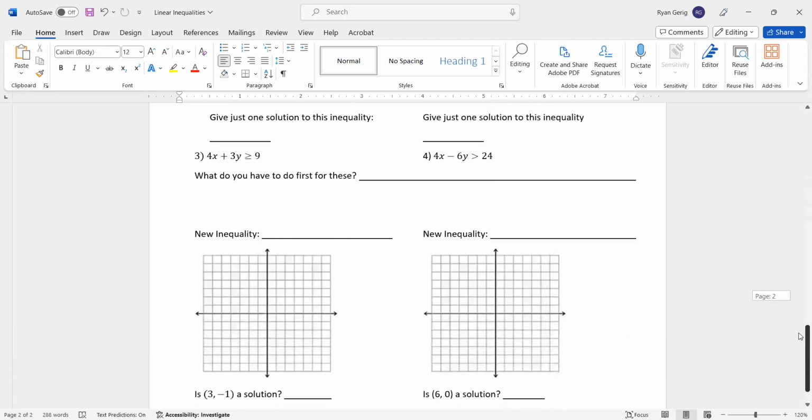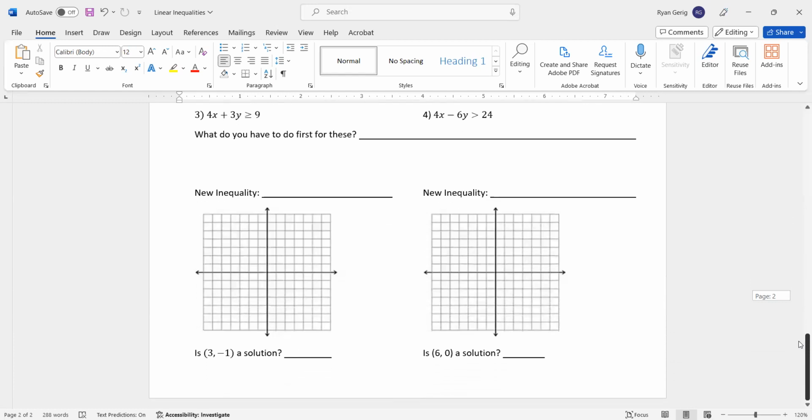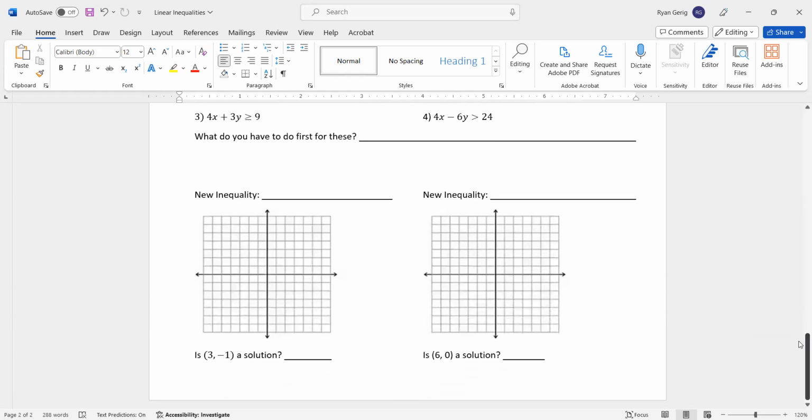Number 3, 4X plus 3Y is greater than or equal to 9. And then number 4, 4X minus 6Y is greater than 24. What do you notice, or what do you have to do to these first? You have to put them in slope-intercept form. That helps with the shading. So we're going to do that. You've done this before. There's nothing new here.